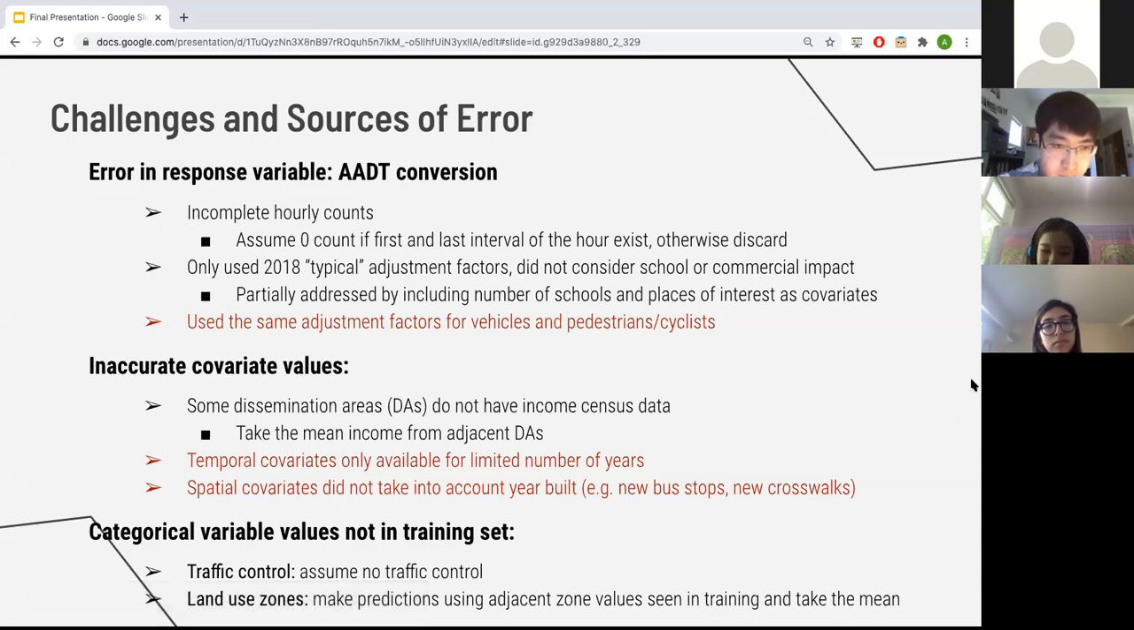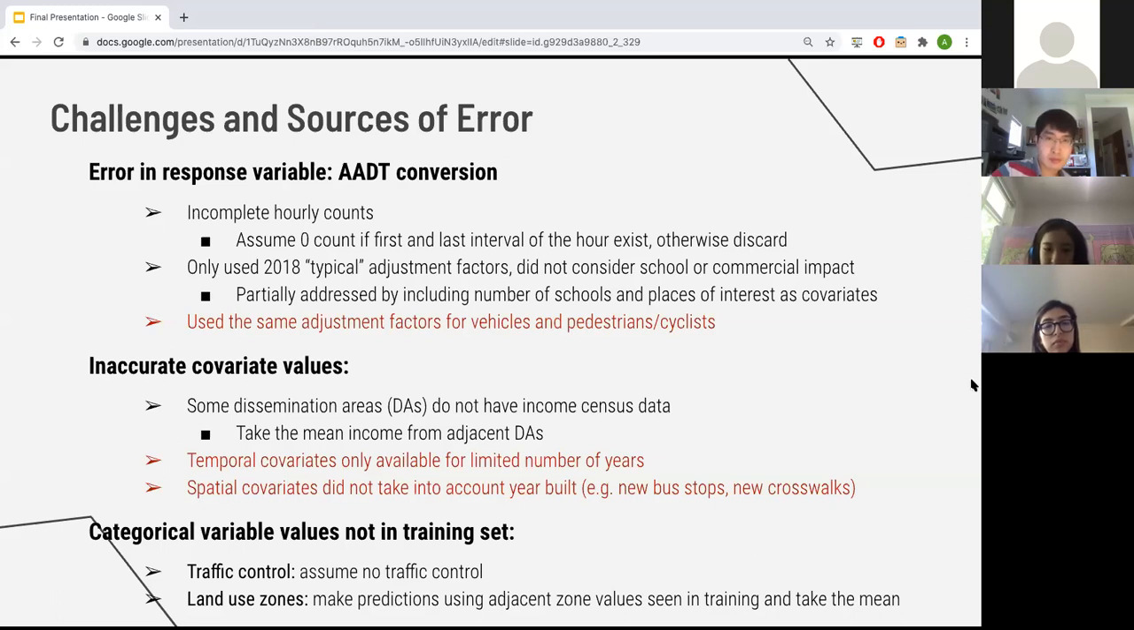We also had issues about spatial covariates not taking into account the year built. So if pedestrian volume increased because a new bus stop was built this year, the model wouldn't know that. It would get confused and think maybe year is a significant predictor when in fact it's the distance to bus stop.